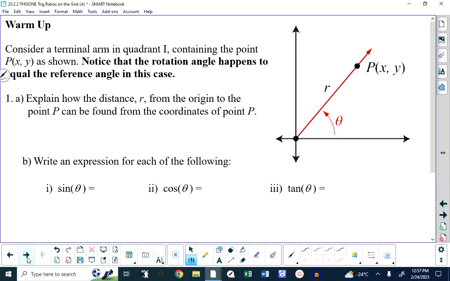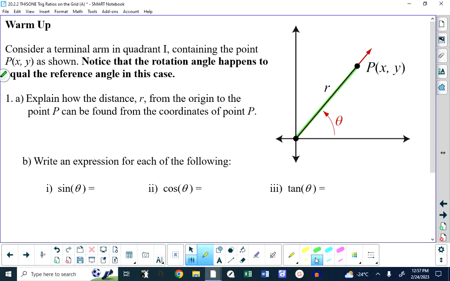Okay. The first question says, if you knew x and y, how could you find r? R is defined as the distance from the origin to that point. So r is this length. And the question is, if you knew the number for x and the number for y, how could you determine the length of r?